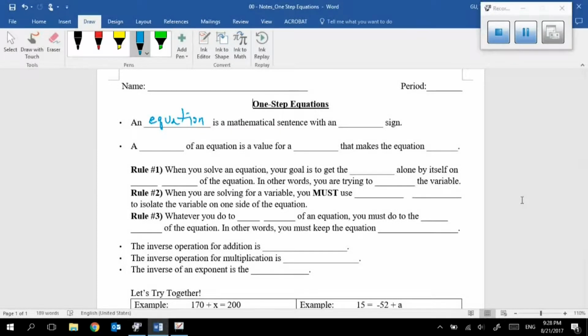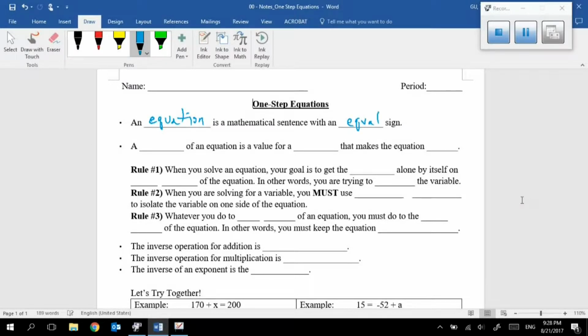If at any time you want to challenge yourself, pause the video so you can take a guess, so I don't just spoiler the answer for you. Feel free to pause the video and try to fill in the answer and see if you get it right. Make it a little more fun for yourself. An equation is a mathematical sentence with a what sign? A plus sign? A minus sign? No, it's an equal sign.